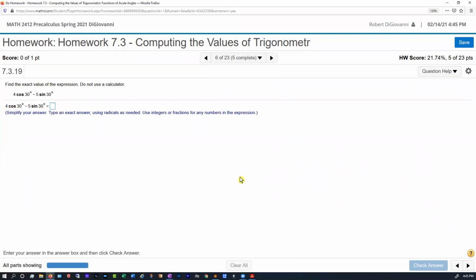All right, so here they want the exact value of 4 cosine of 30 degrees minus 5 sine of 30 degrees. All right, so let's figure out what these values are. For 30 degrees, we're here. That's root 3 over 2, 1/2. So this can be 4 times cosine of 30, which is root 3 over 2, and then minus 5 times sine of 30, which is 1/2.